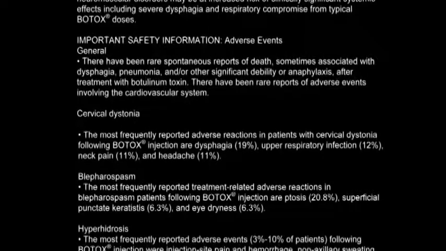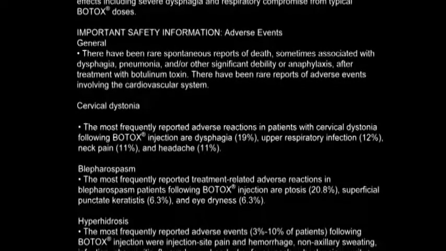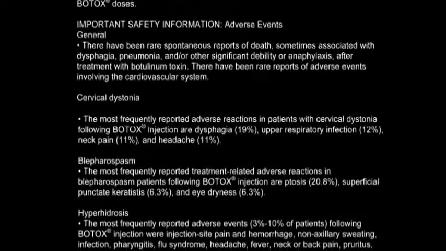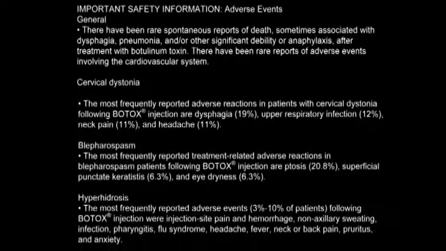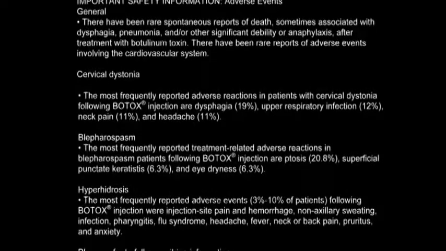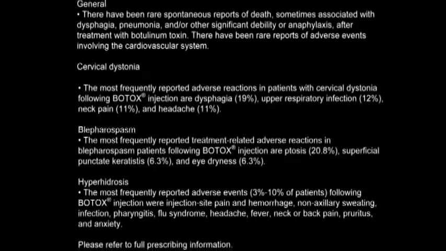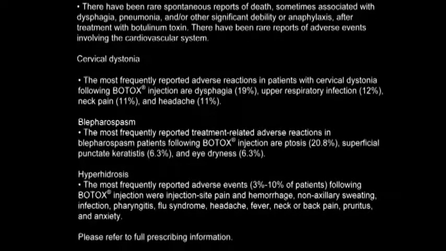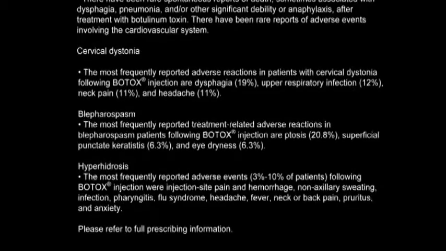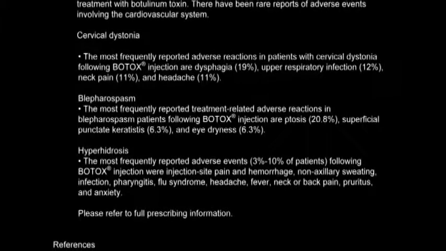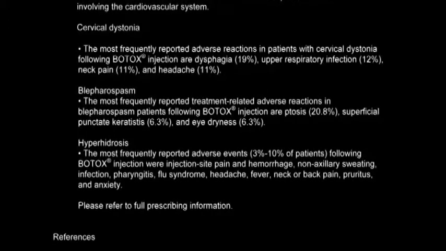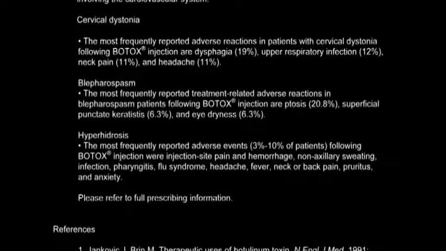Cervical dystonia. The most frequently reported adverse reactions in patients with cervical dystonia following Botox injection are dysphagia, 19%, upper respiratory infection, 12%, neck pain, 11%, and headache, 11%. Blepharospasm. The most frequently reported treatment-related adverse reactions in blepharospasm patients following Botox injection are ptosis, 20.8%, superficial punctate keratitis, 6.3%, and eye dryness, 6.3%.